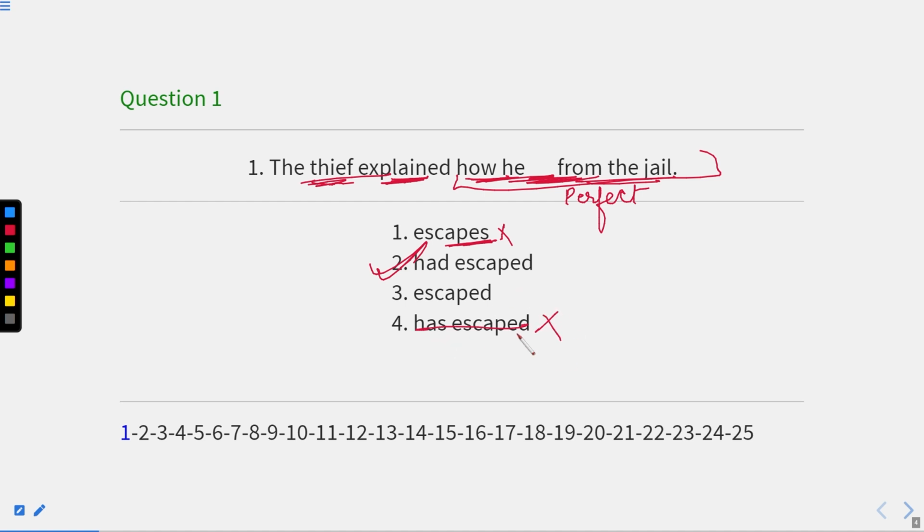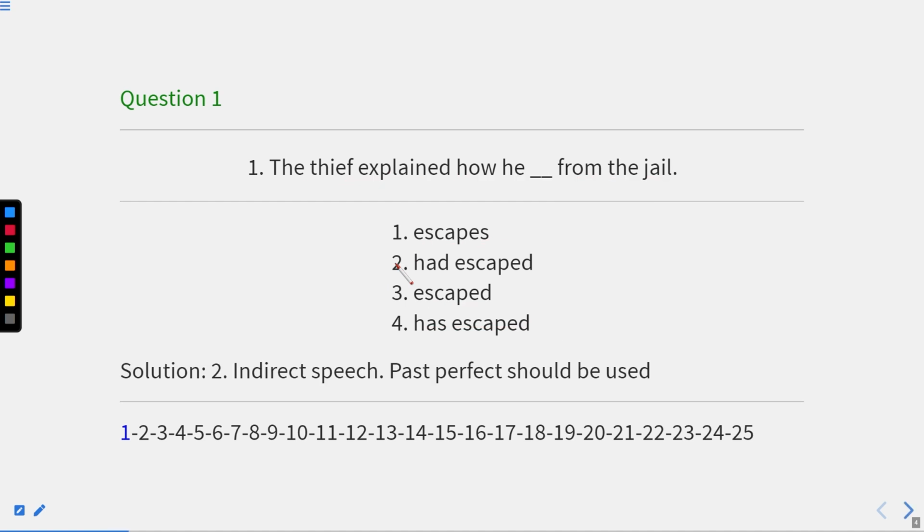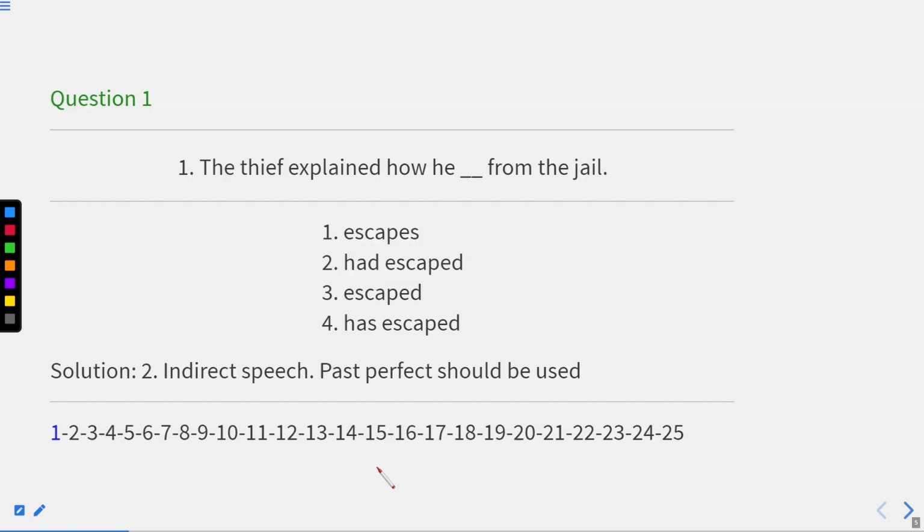Has escaped can also not come. Escaped cannot come, it should be had escaped, because if we convert a sentence of past indefinite into indirect speech sentence, we will be converting it to past perfect tense. Okay, so here the answer will be second, that is indirect speech, past perfect should be used. Okay, so second will be the correct answer, and the correct sentence will be: the thief explained how he had escaped from the jail. Now let us move to the next one.